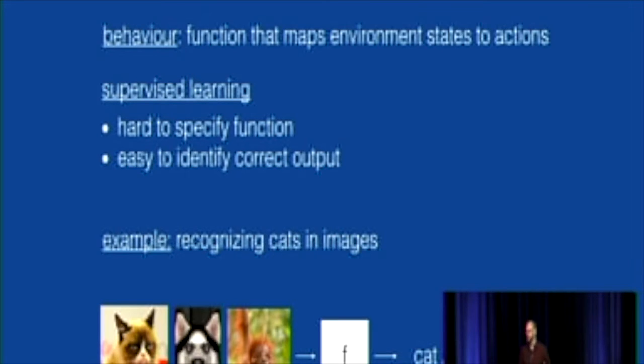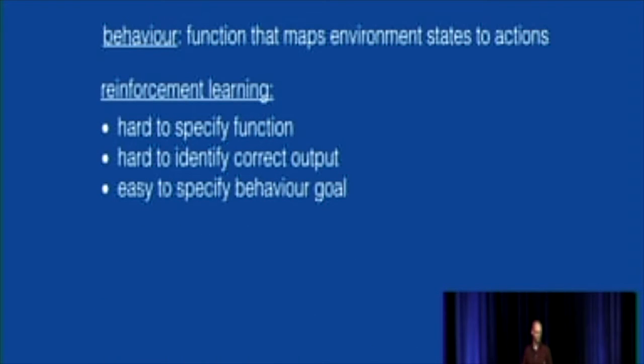Now, the problem with behavior is that in many cases you don't know what the correct output should be. You don't know what the correct action is in response to a particular state. Like I mentioned before, if you have a dialogue state, which is really a probability distribution over all the possible things a user could have said right now and in the past, then that's a really complex state, and you don't really know what the right response is in that case. So that's why we turn to reinforcement learning, because you can use reinforcement learning when it's not only hard to specify the function, but it's also hard to identify the correct output. All you need to do is to specify a behavior goal.